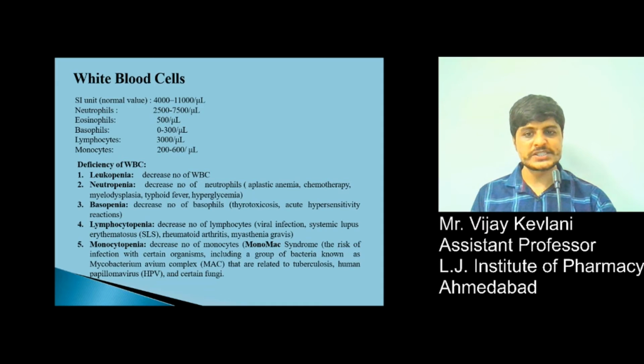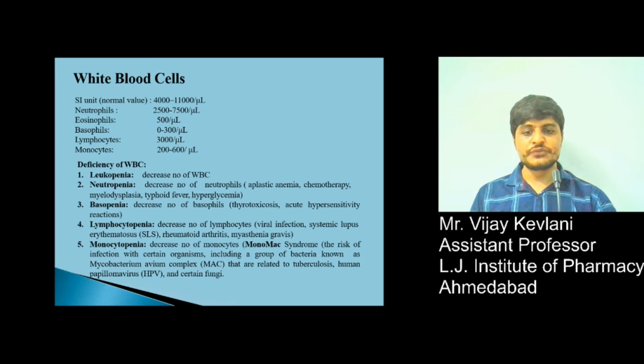Deficiency of WBC. Very first, leukopenia is a decrease in the total number of WBC. Second is neutropenia, a decrease in the number of neutrophils. It can be due to aplastic anemia, chemotherapy, myelodysplasia, typhoid fever and hyperglycemia. Basopenia, that is a decrease in basophils, could be due to thyrotoxicosis and acute hypersensitivity reactions.